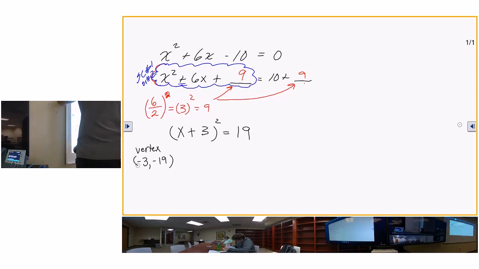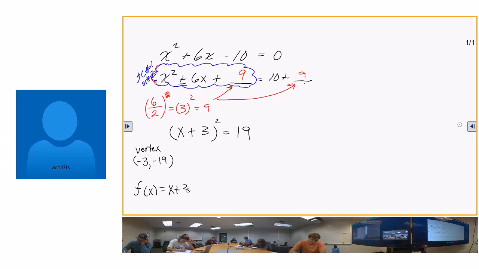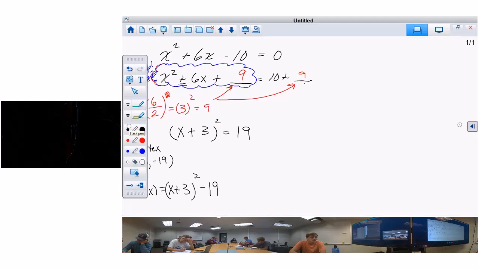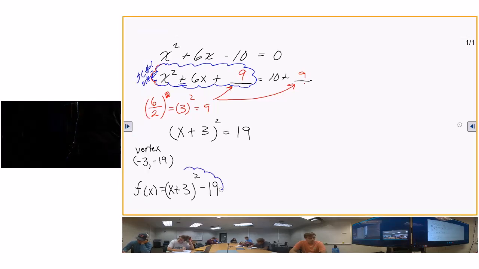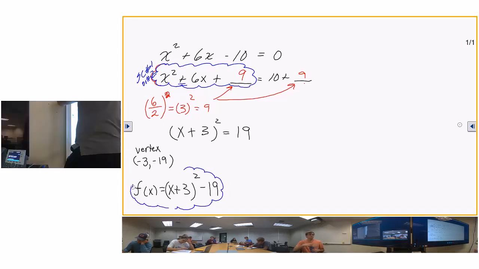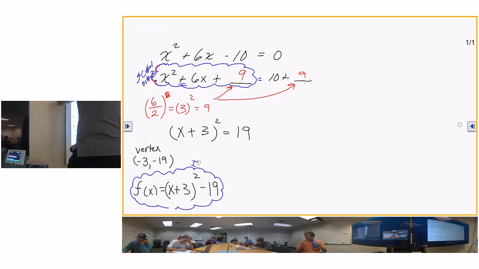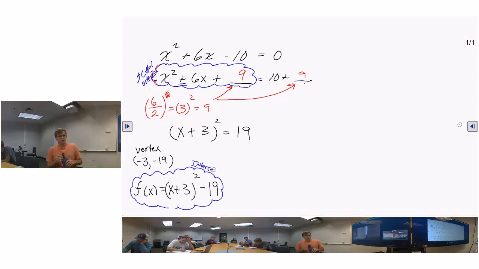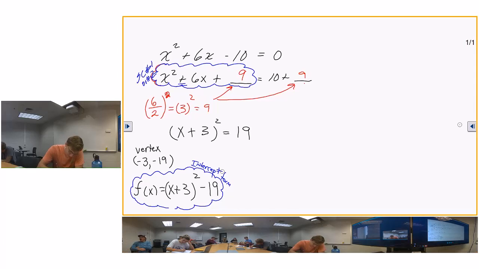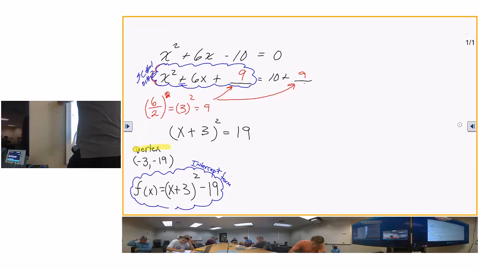Now I also need to put this in vertex form for your homework and test. So I've got to put an f of x in front of it. f of x is equal to x plus 3 quantity squared minus 19. Now that is what they will ask for on a test or homework. That's called vertex form or basic form. All I care about is this. That's all I care about.